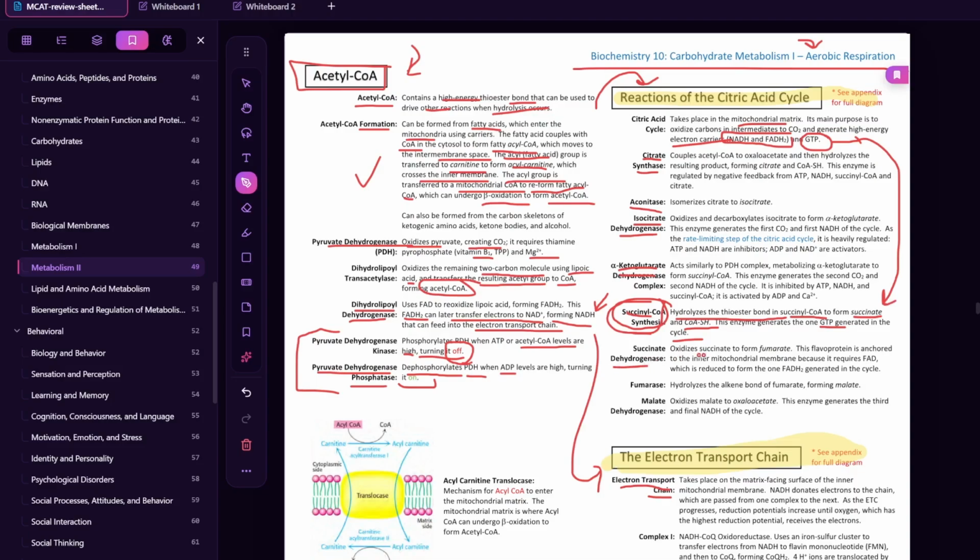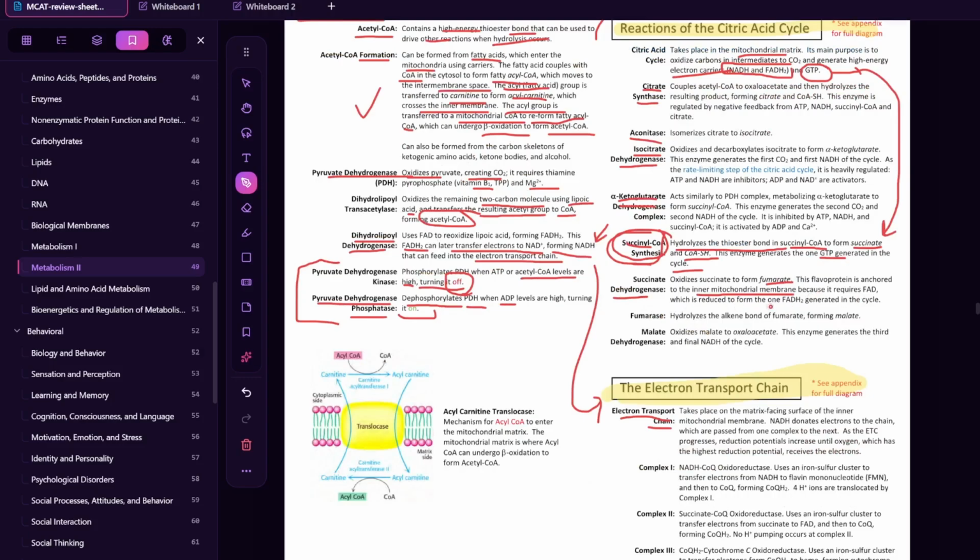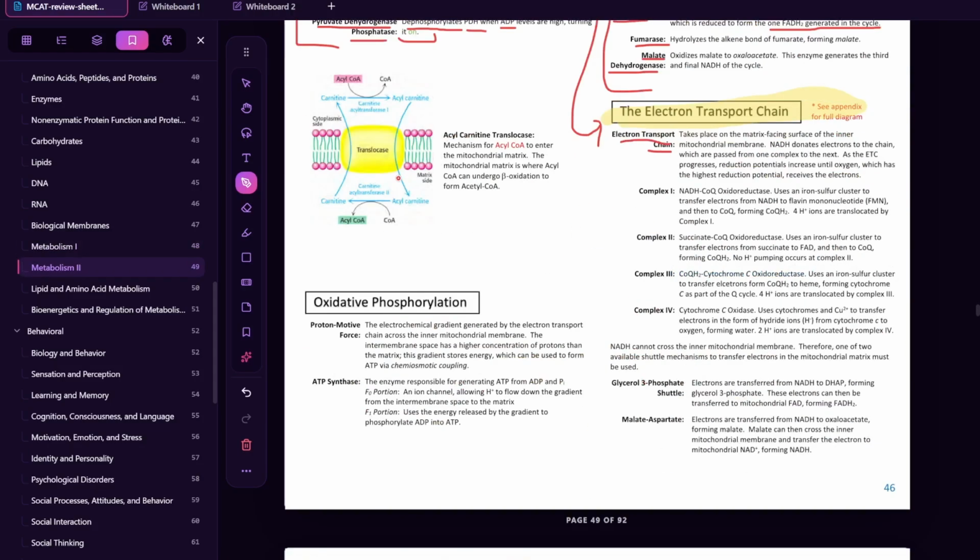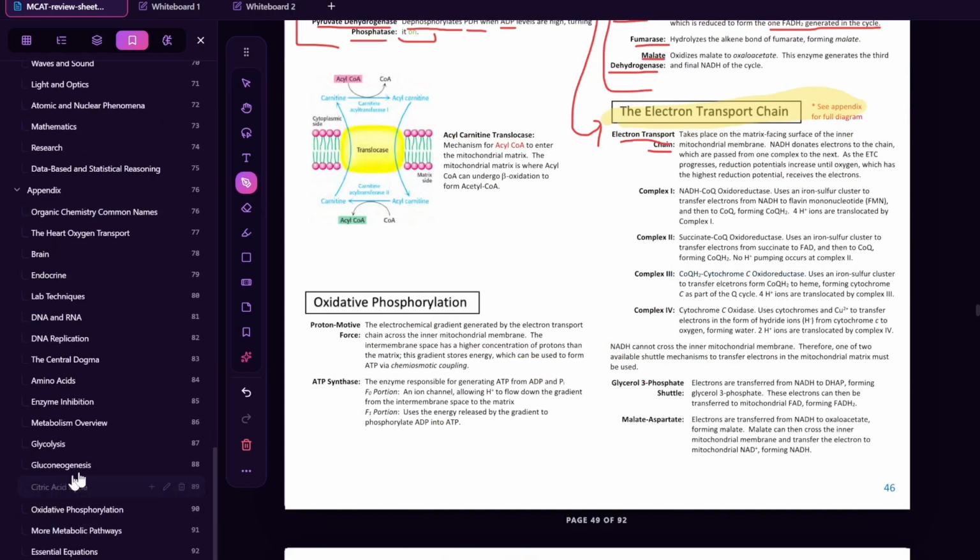Succinate dehydrogenase oxidizes succinate to fumarate. This flavoprotein is anchored to the inner mitochondrial membrane because it requires FAD, which is reduced to FADH2, the one FADH2 generated in the cycle. And then fumarase and malate dehydrogenase. So all of these are going to be the enzymes in the citric acid cycle, as we see soon. Let's go to the citric acid cycle.